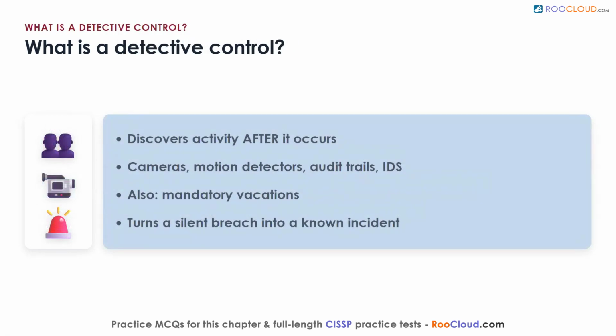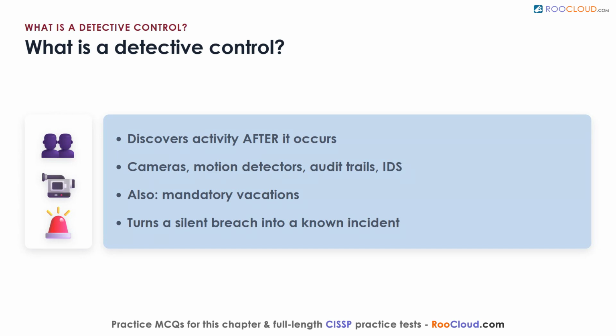What is a detective control? One that discovers activity after it occurs. Detective controls operate after the fact, spotting problems that prevention missed. Examples include security cameras, motion detectors, audit trails, intrusion detection systems, and mandatory vacations.